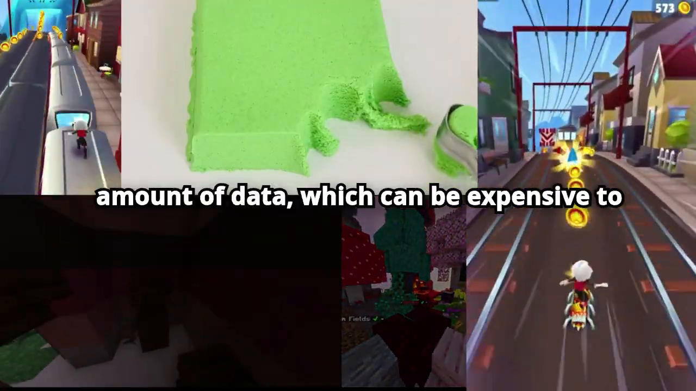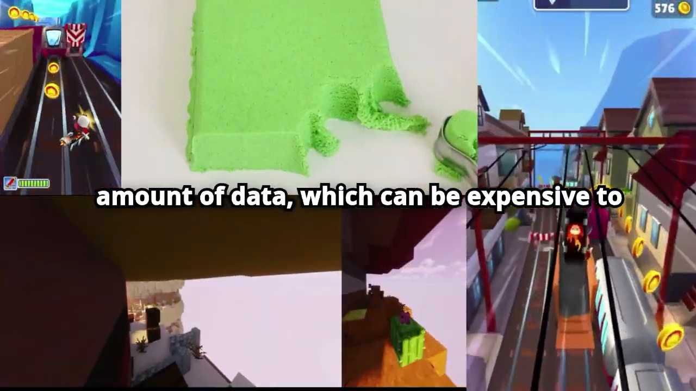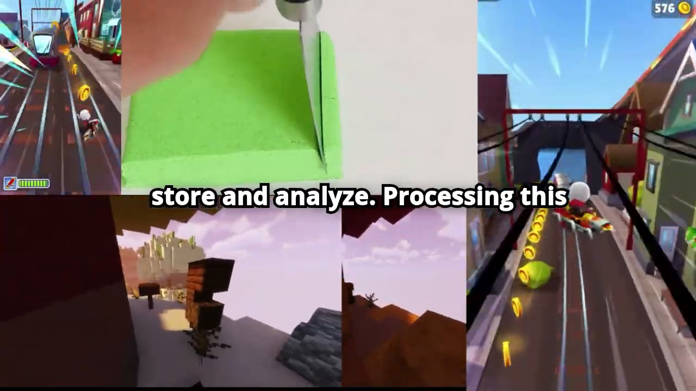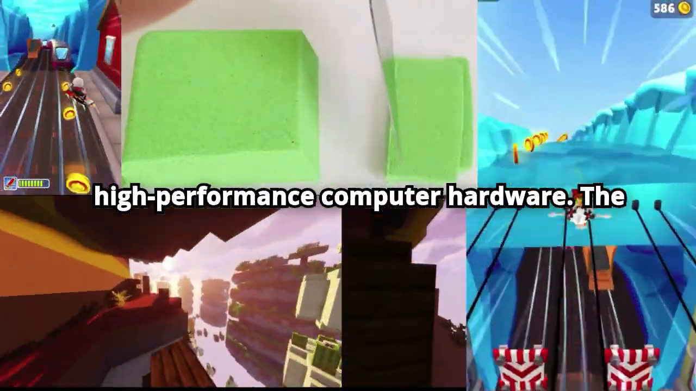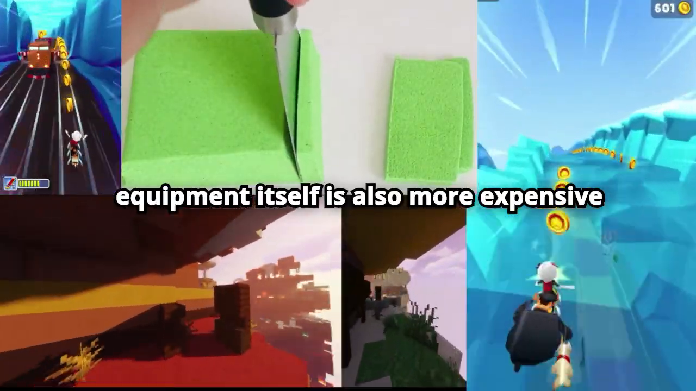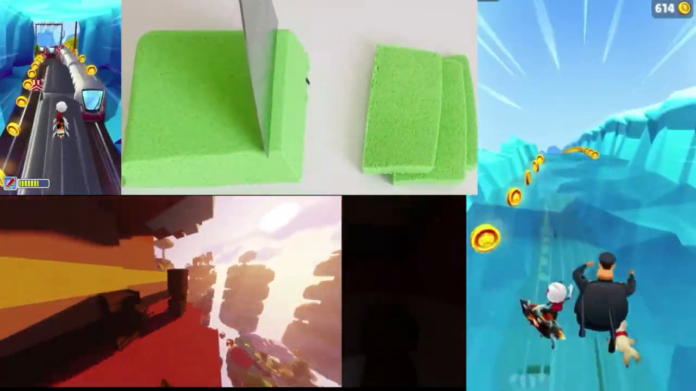Seismographs collect a huge amount of data, which can be expensive to store and analyze. Processing this information takes time and requires high-performance computer hardware. The equipment itself is also more expensive than other similar tools.